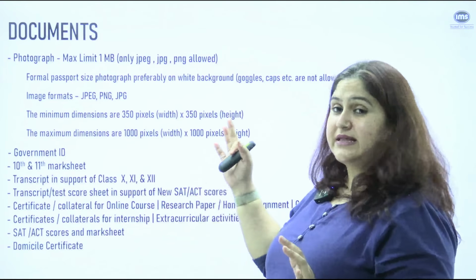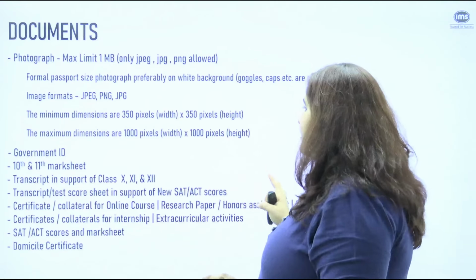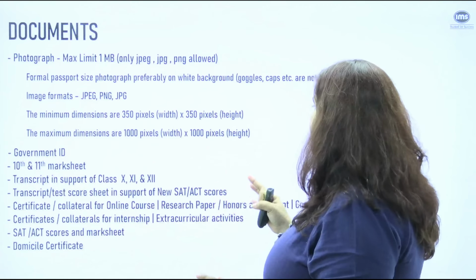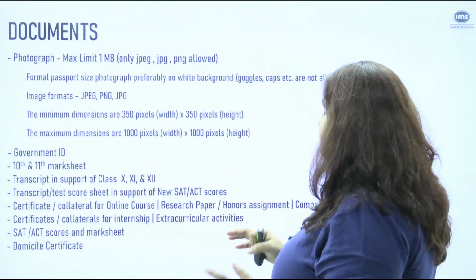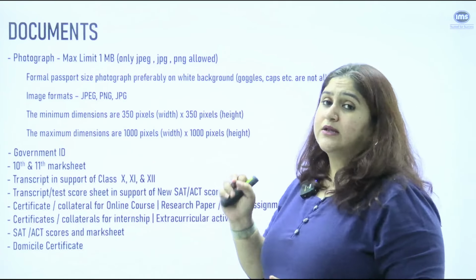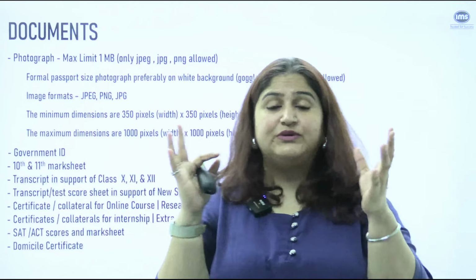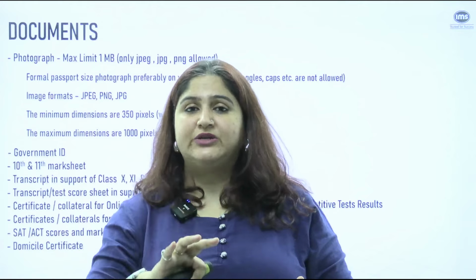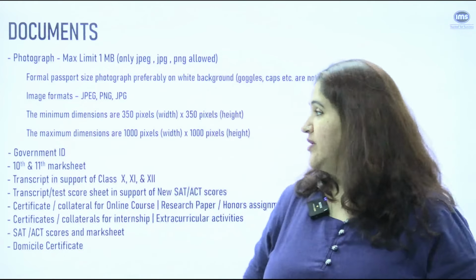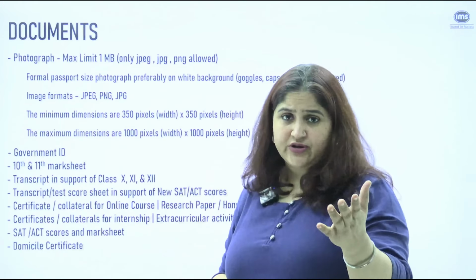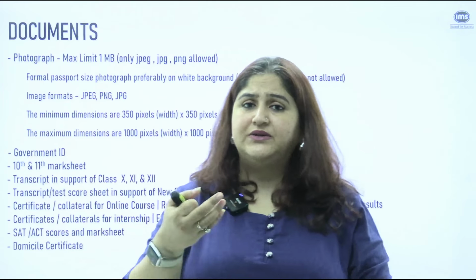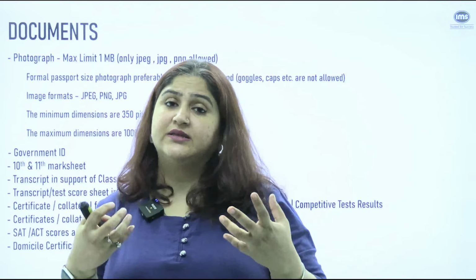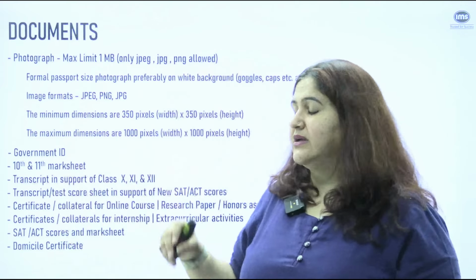Image format, as I mentioned earlier, the minimum dimensions have to be 350 pixels width and 350 pixels height. The maximum is 1000 pixels. So make sure that it is there. In case you need help with anything, there will be information mentioned in the description on how you would be able to edit it. Next, a government ID. When we mention government ID, we are talking about a PAN card or an Aadhaar card or anything which is government approved. That would be the government ID.